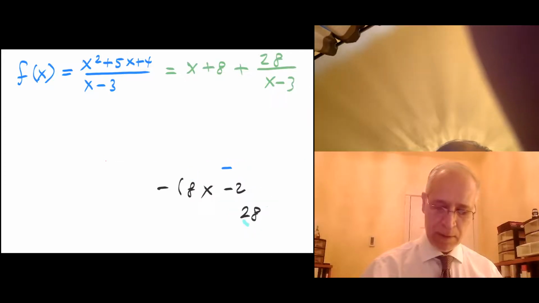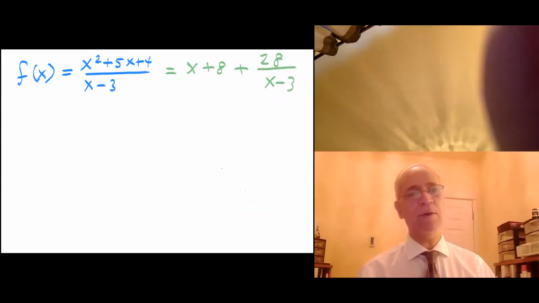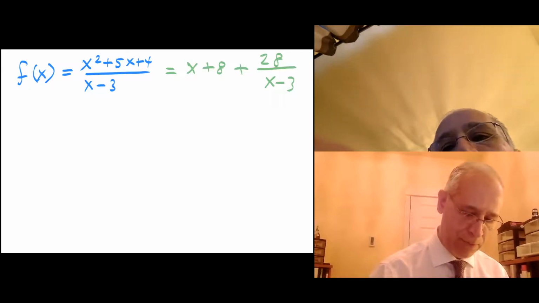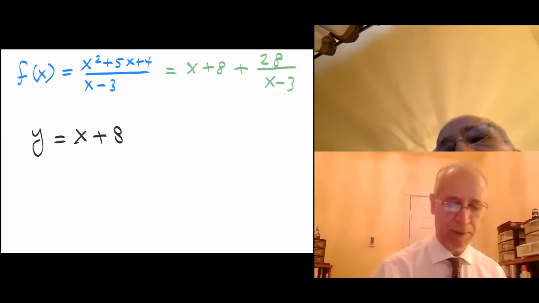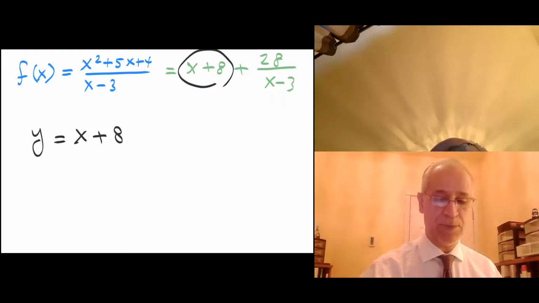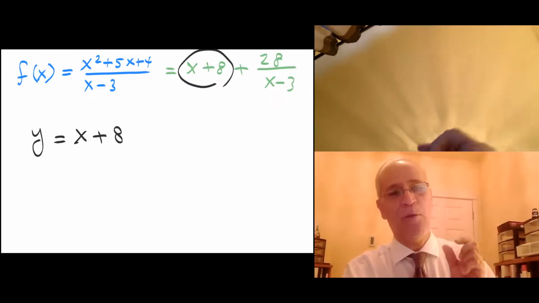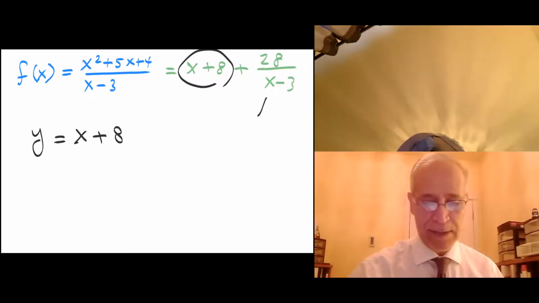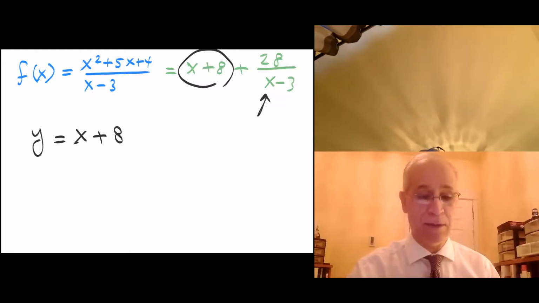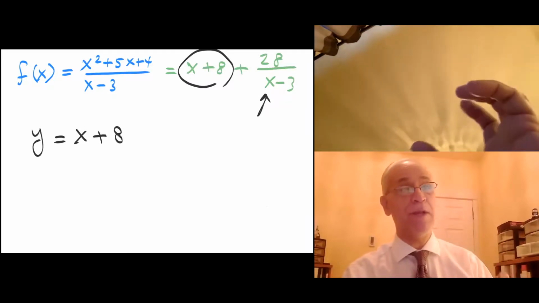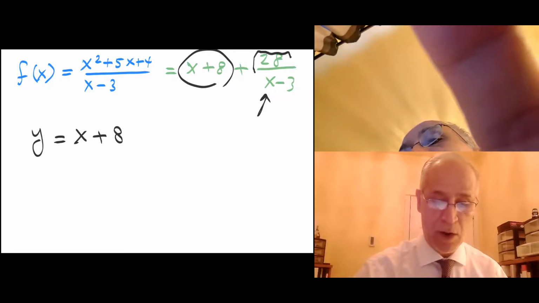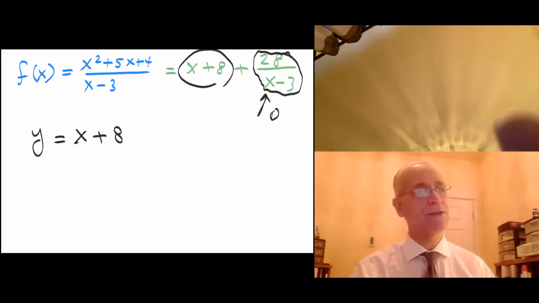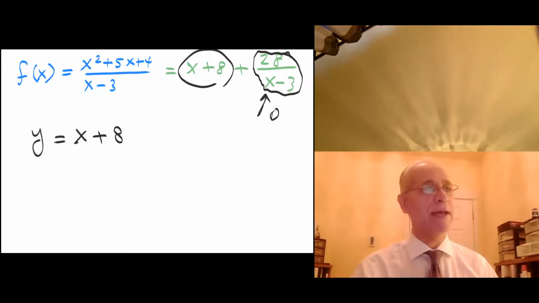And so what's the equation of my slant asymptote? The equation of the slant asymptote is y equals x plus 8. Okay. And this part, not the remainder. Why don't we care about the remainder? Simply because as x is getting larger and larger, like a billion, billion, billion, really, really big number, all this is going to 0. So the remainder does not concern us when it comes to slant asymptotes.